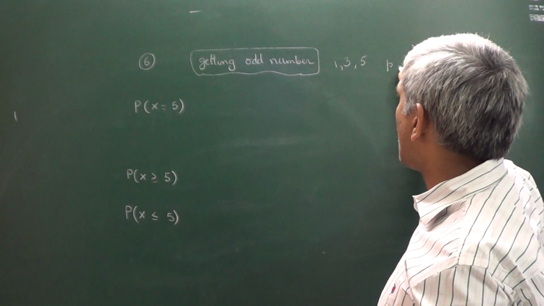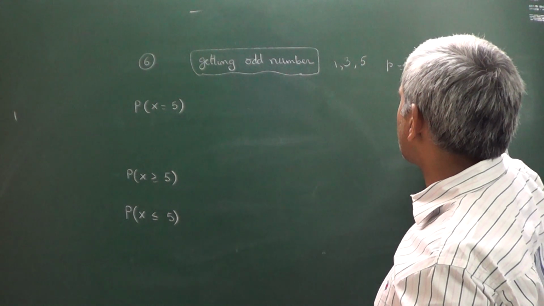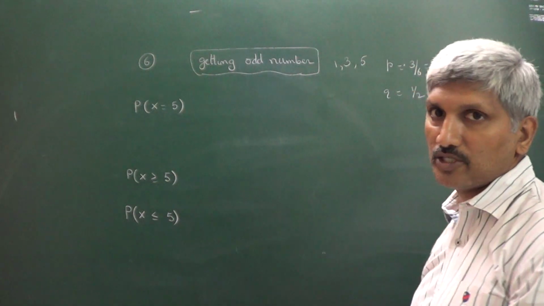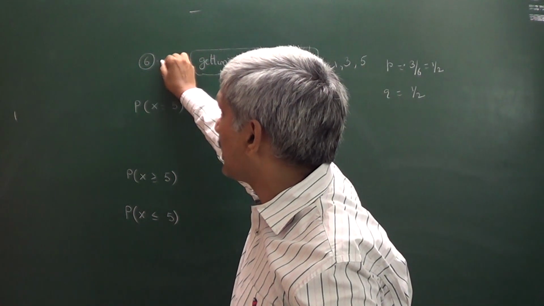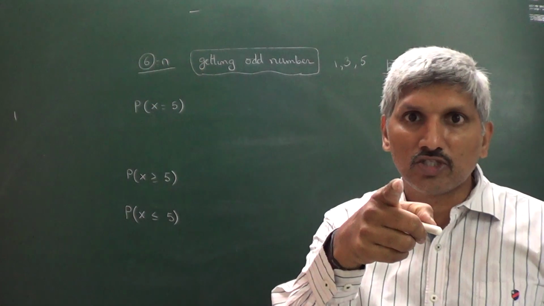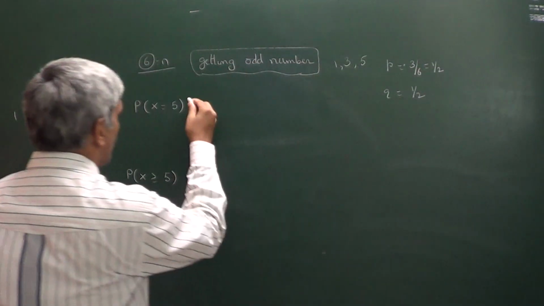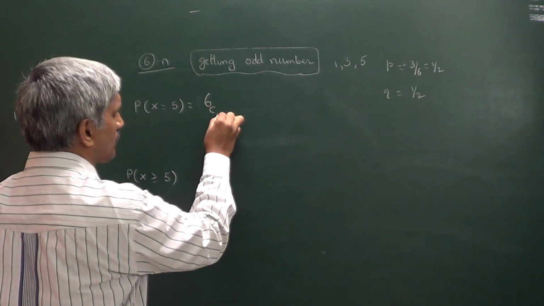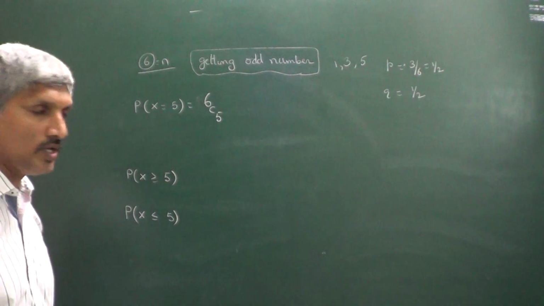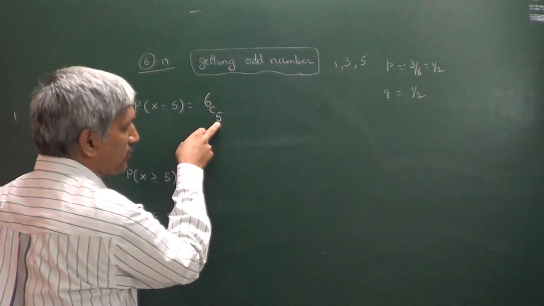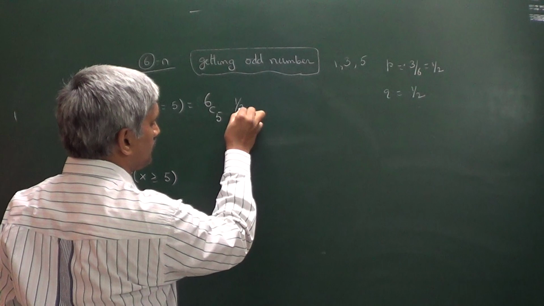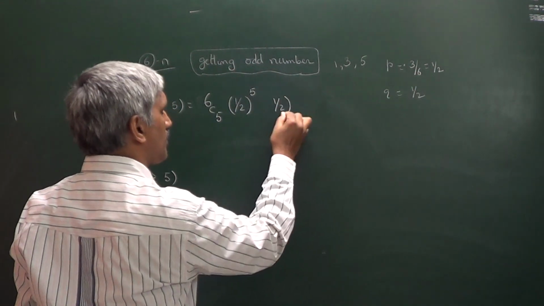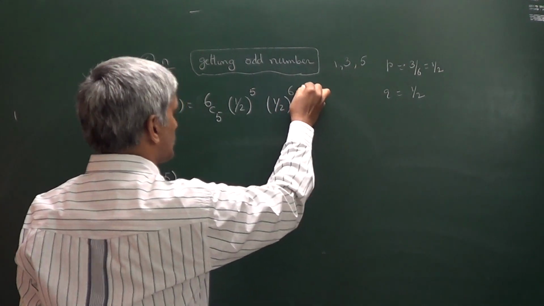That's why success probability is equal to 3 by 6, that is equal to 1 by 2, whereas the failure is also equal to 1 by 2. Number of trials n is equal to 6, because a die is thrown 6 times. Now P of x is equal to 5. Out of 6 trials, we have to get 5 times success. Success 5 times, failure remaining times, 6 minus 5.